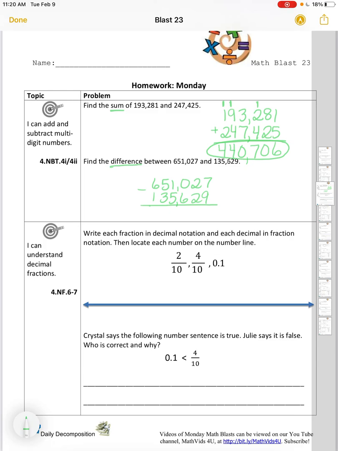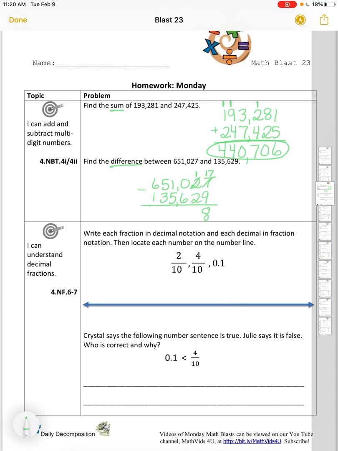All right, I start with 7 ones and I need to take 9 ones away. So I'm going to go over to my tens and rename one of those tens into 10 ones with the 7 that's there. And that's why that becomes 17 ones. Minus 9 ones leaves us 8 ones.